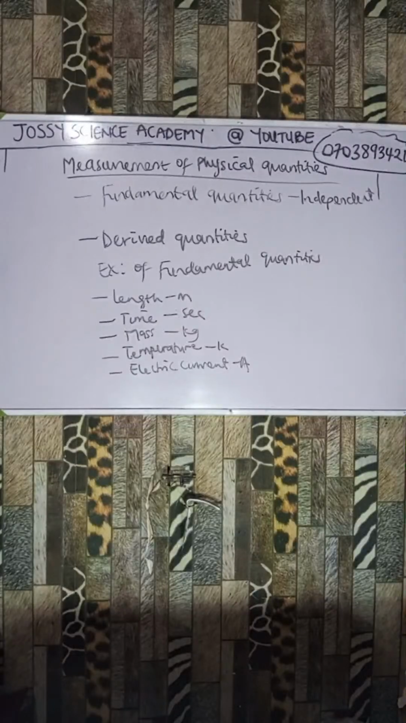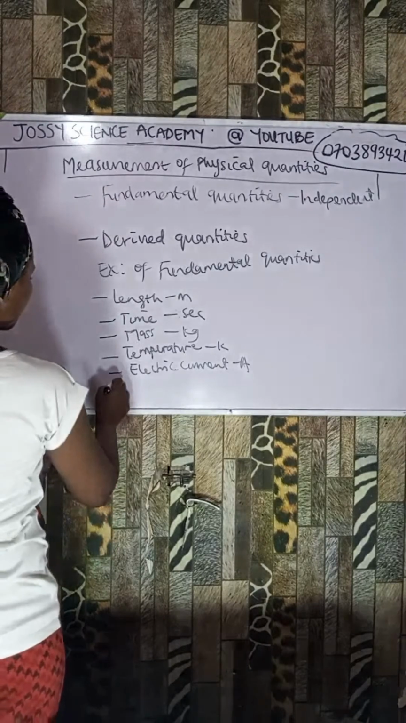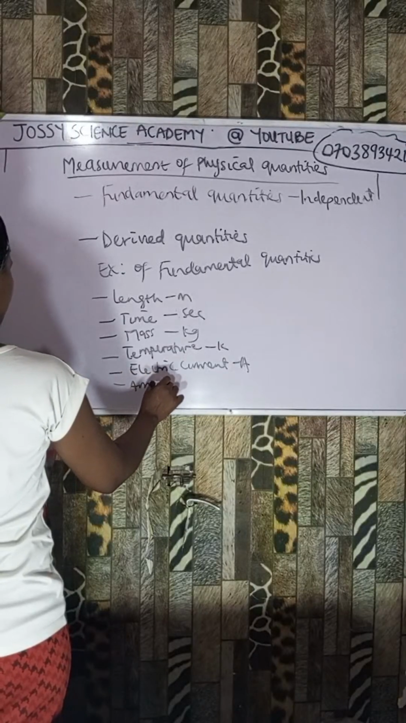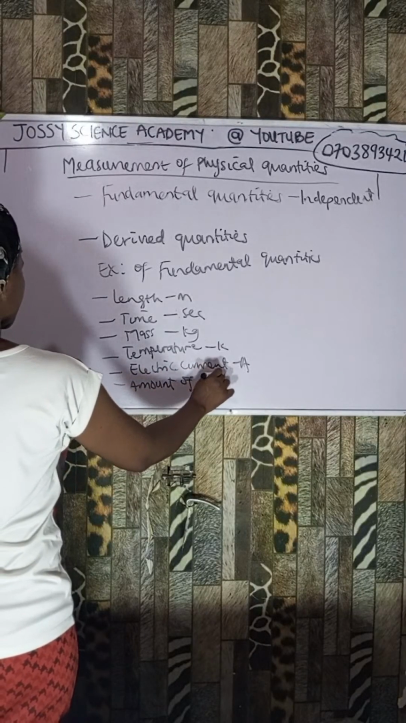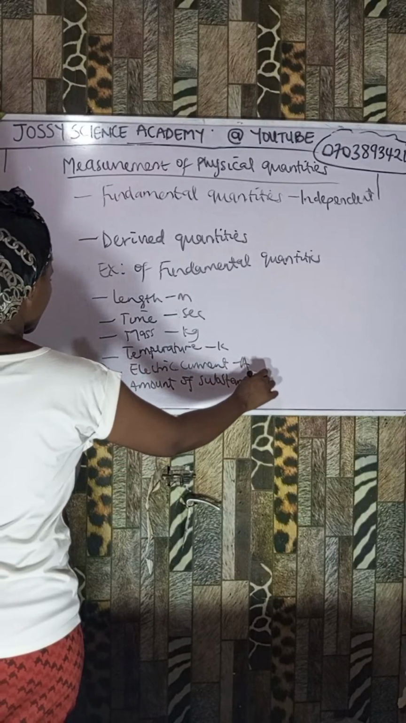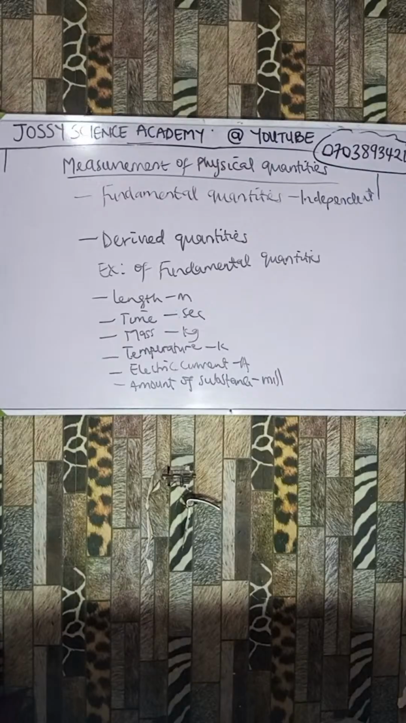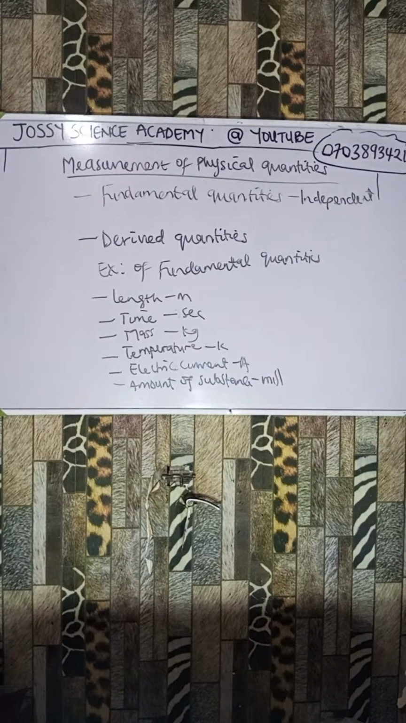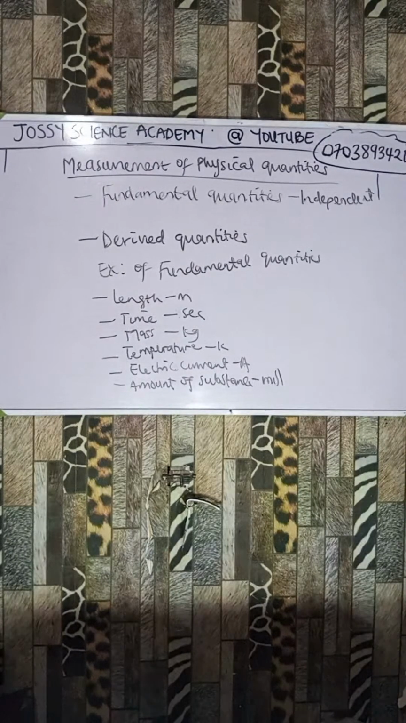And Osakwe, do you understand? All right. So we have some other examples like amount of substance. Unit is what? Mole. So all these examples are classified under fundamental quantities. Okay? So we still need to know what are derived quantities. Do we understand? All right, let's proceed.